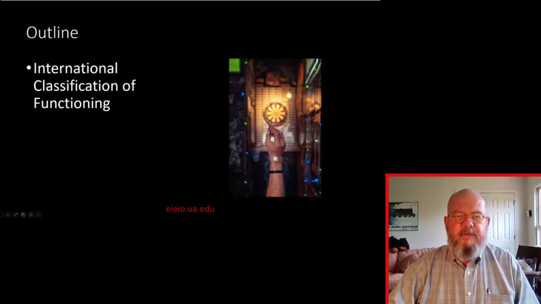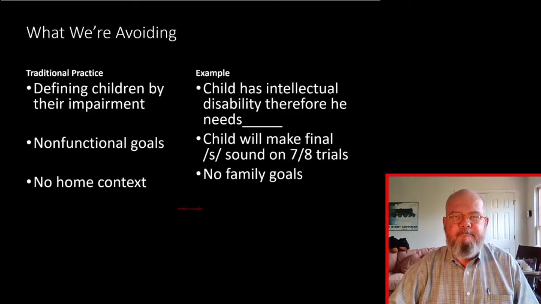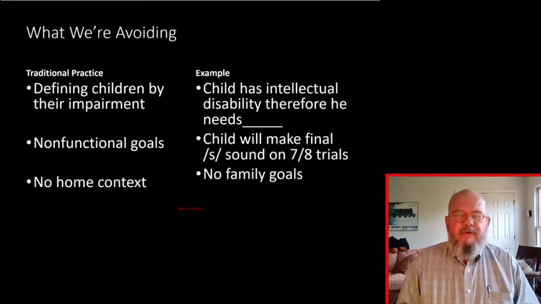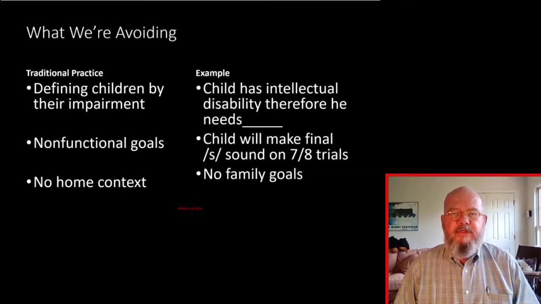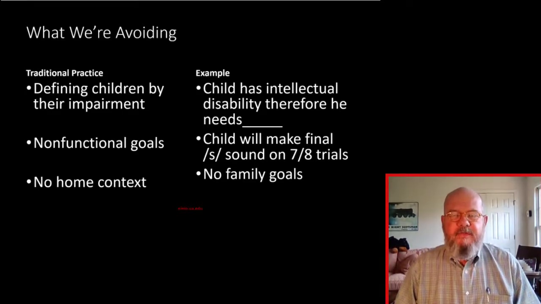Today we are going to cover the International Classification of Functioning, participation-based goals for children, and family goals. What we're avoiding in the 21st century, and especially using the routines-based model, which is the model that I developed, is some practices that have not been working well.